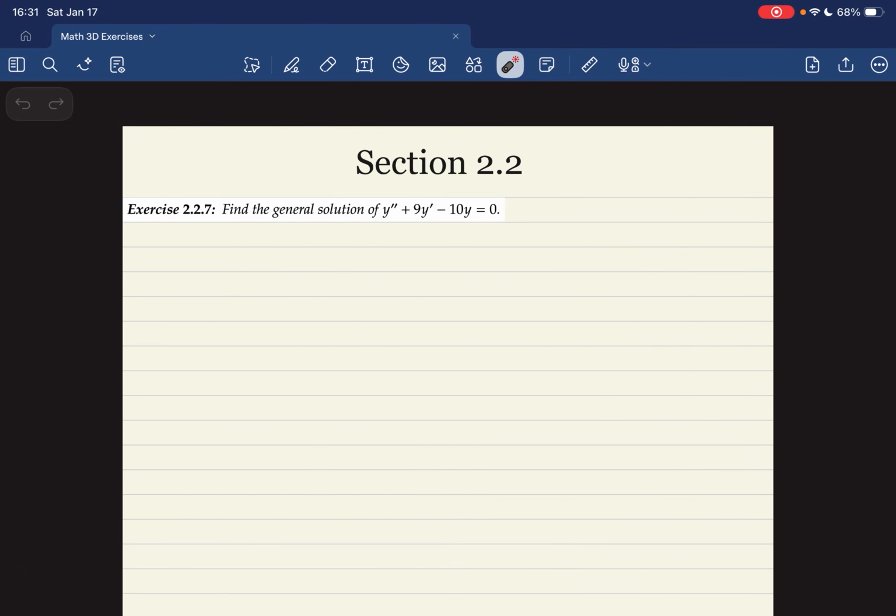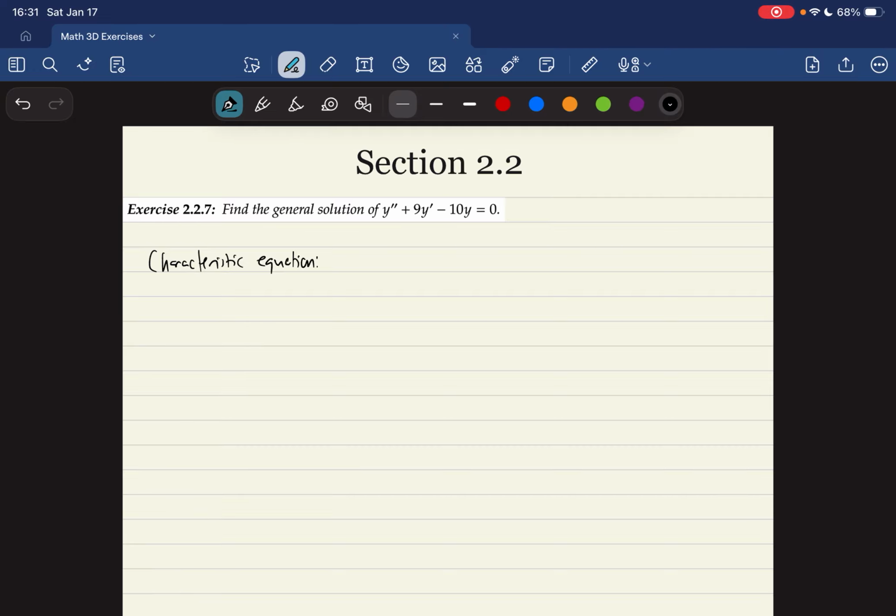Okay, so let's get started with the first differential equation. This is a second order linear homogeneous constant coefficient ODE. And the way to solve these is by first solving their characteristic equation.